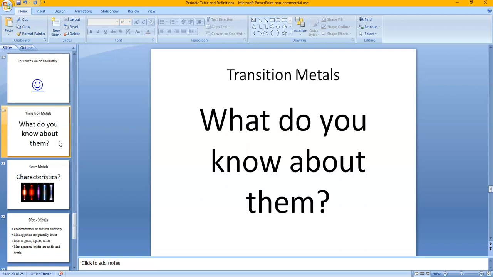Another good thing about transition metals is that they are usually silver, but as you know, you have gold and copper, which have different colors. So most of them are silver, but you do have your oddballs of gold and copper.